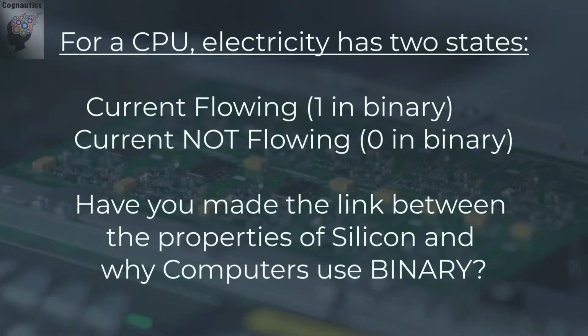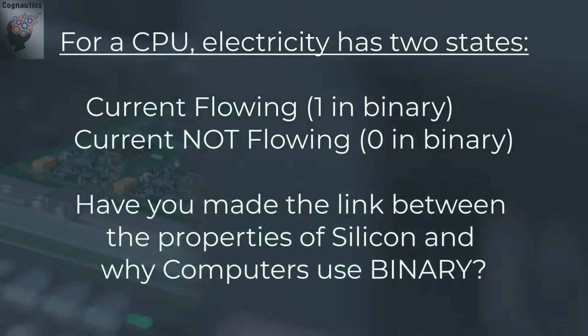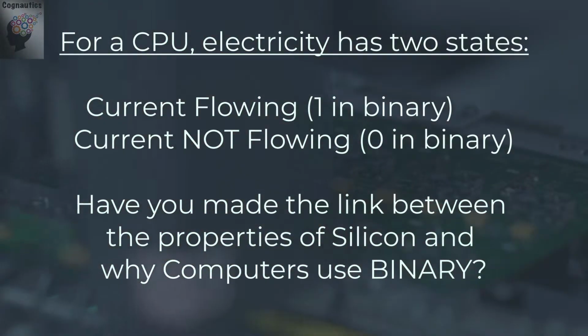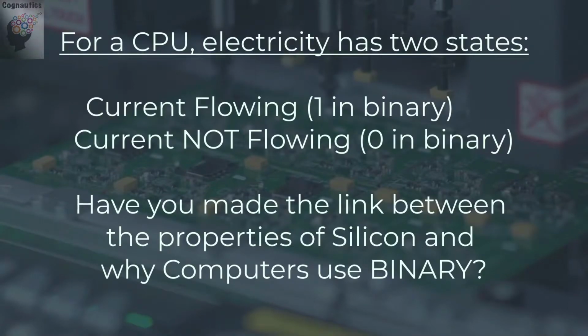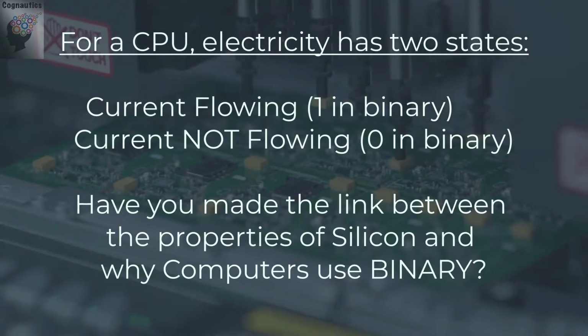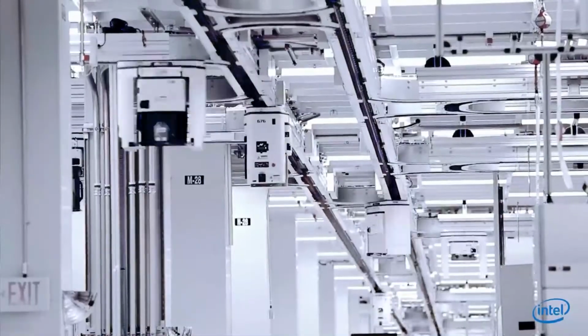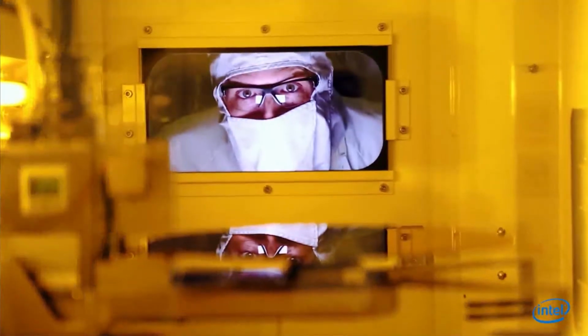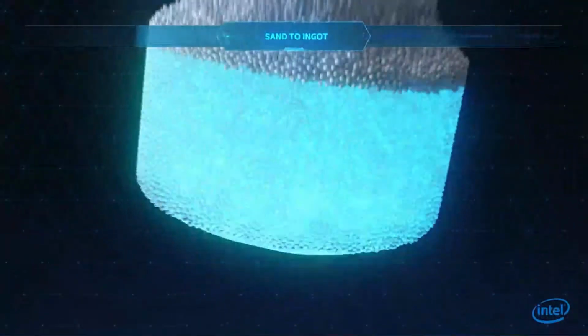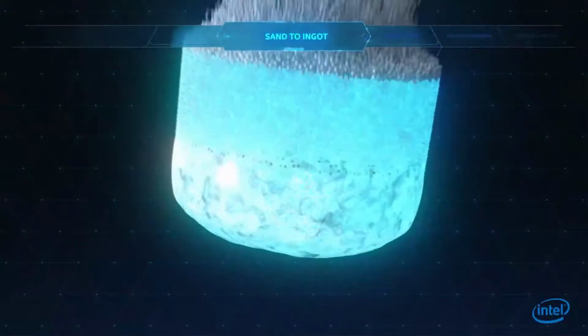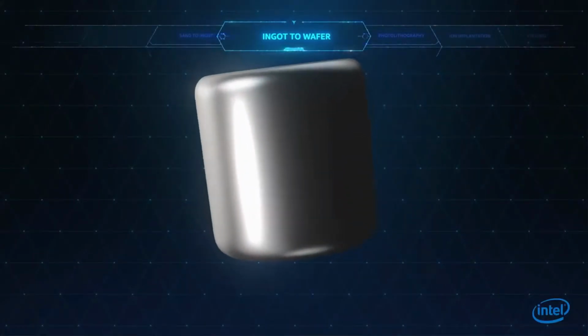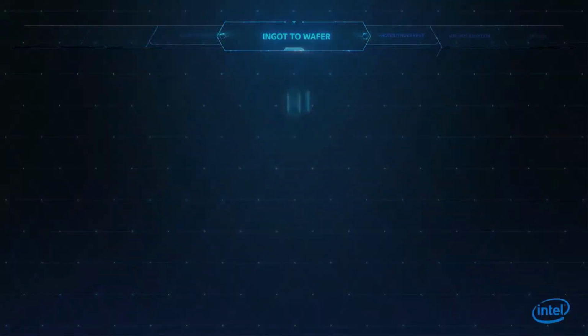So for a CPU, electricity has got two states, current flowing or current not flowing. And of course that's the 1 or 0, which makes that link between silicon and why computers use binary. So these CPUs are made in modern factories. This is the Intel factory here, and you can see that it's a very complex process that involves first turning sand to an ingot, and an ingot then sliced into lots of wafers.